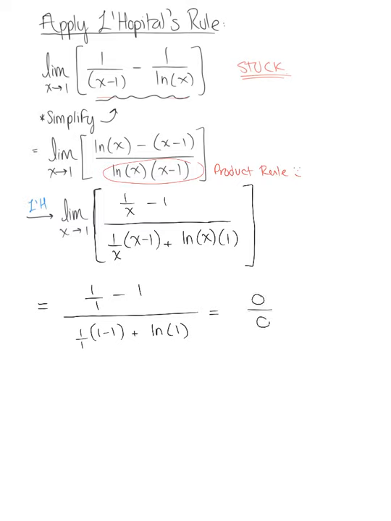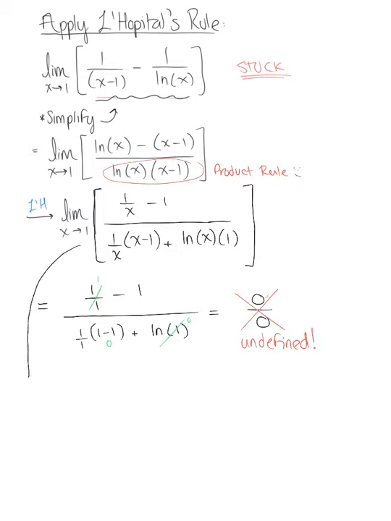0 over 0. Rats! So we have this 1 minus 1 in the numerator becomes 0. In the denominator, we end up with 0. Natural log of 1 goes to 0. And we recognize this is undefined. It's nonsense. Which is going to allow us to apply L'Hopital's rule again.